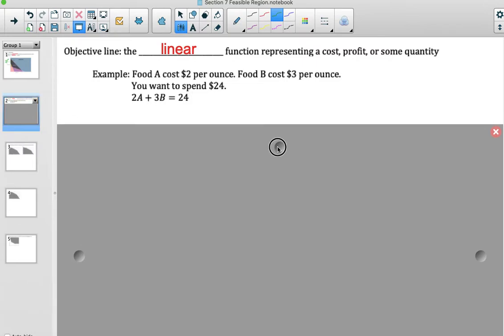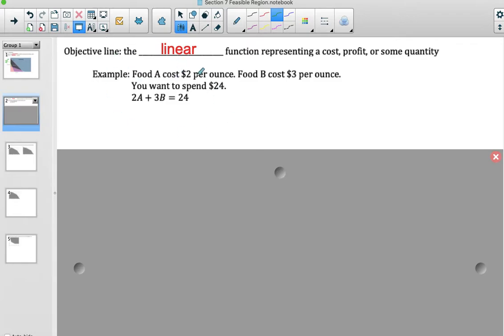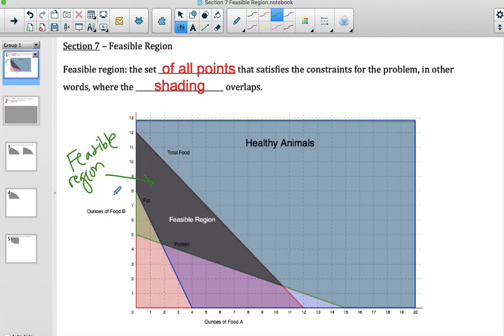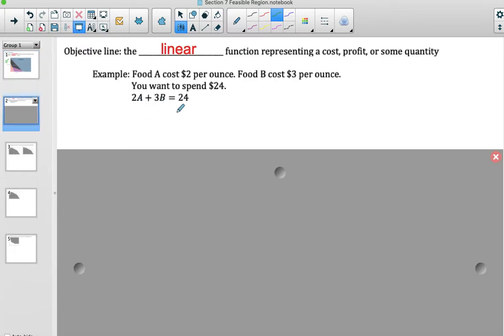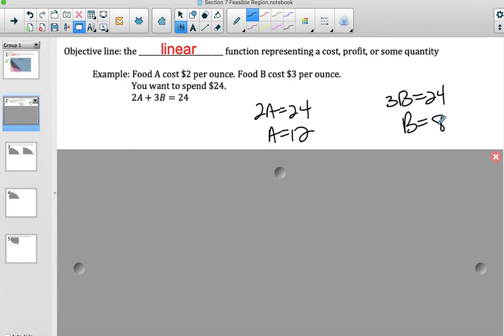If I wanted to observe this equation on my feasible region, well, it's written in standard form, so we could graph it by using intercepts. If I plugged in 0 for B, I would have 2A equals 24. Divide both sides by 2, and the value of A is going to equal 12. If I plug in 0 for A, I would have 3B equals 24. Divide both sides by 3, and the value of B would be 8.